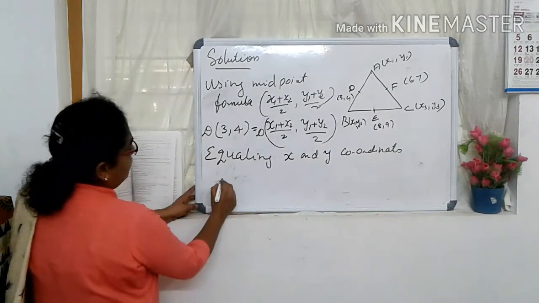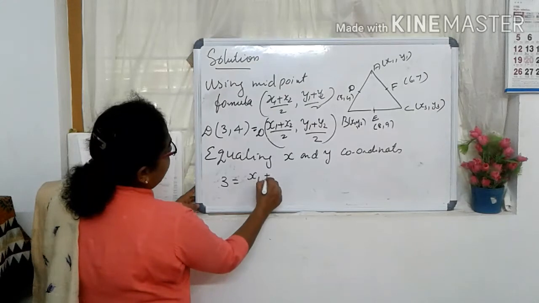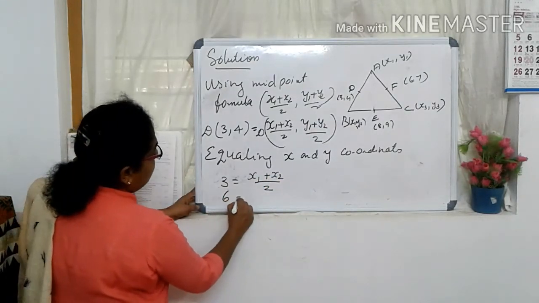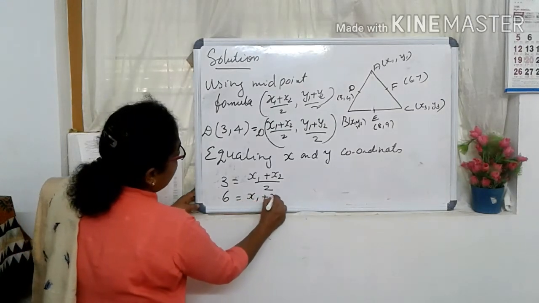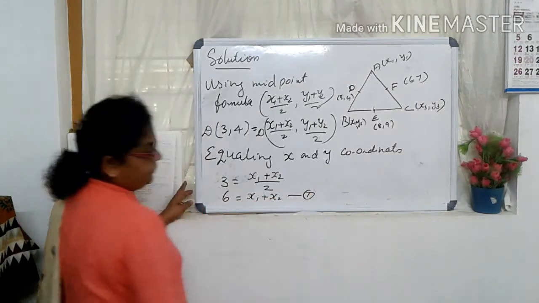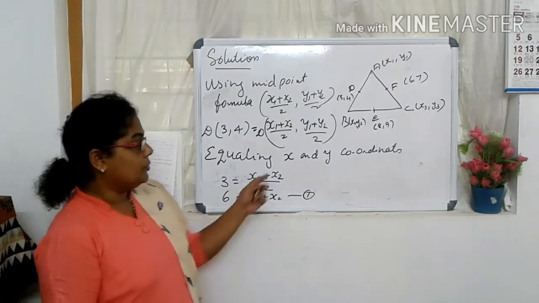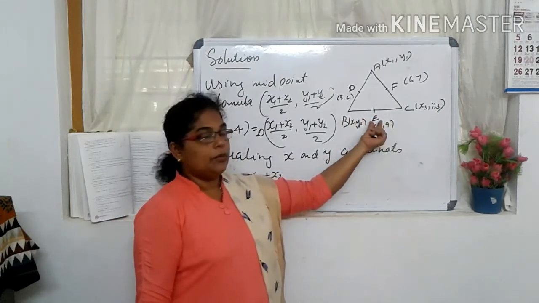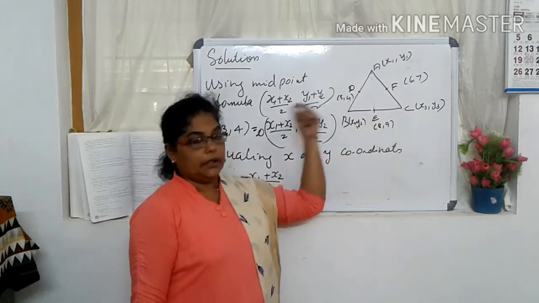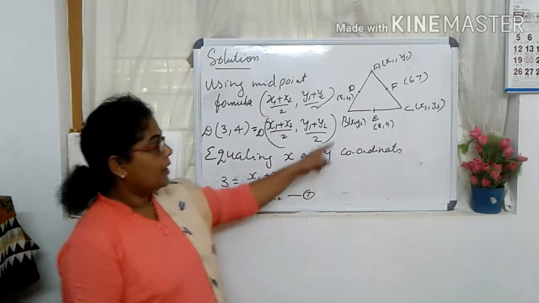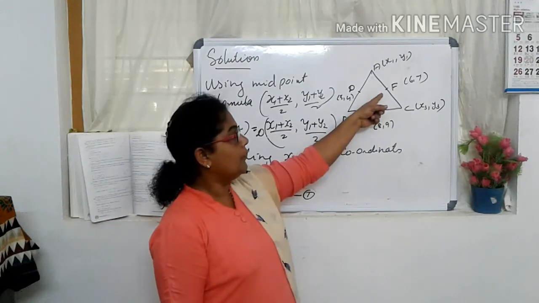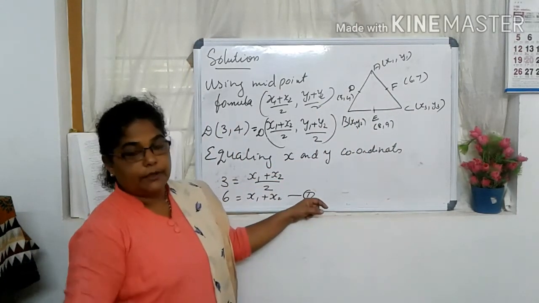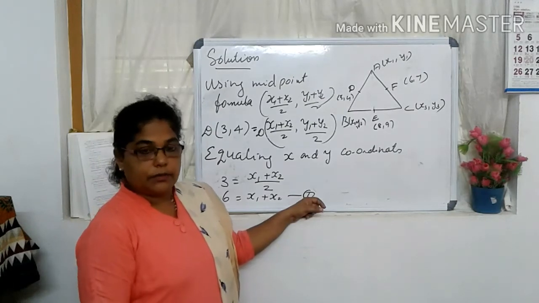So what did you get? The first one: 3 equals (x1 plus x2) by 2. Now doing the cross multiplication we get 6 equals x1 plus x2. Equation number 1. Similarly, we have to equate the midpoint of BC with E, applying the formula, and equate the midpoint of F by applying the formula. So you have to apply the formula, equate and find the equations.